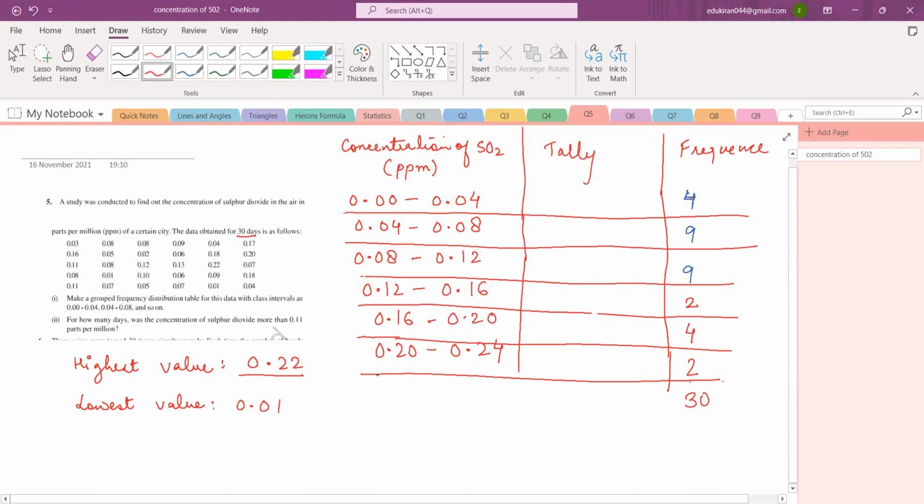See here. So the first part we have already done. We have made a group distribution table. Second part, for how many days was the concentration of sulfur dioxide more than 0.11 parts per million? Now look carefully. It is asking more than 0.11.